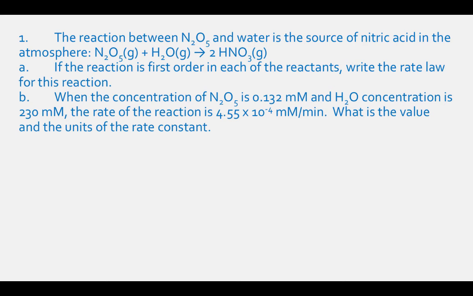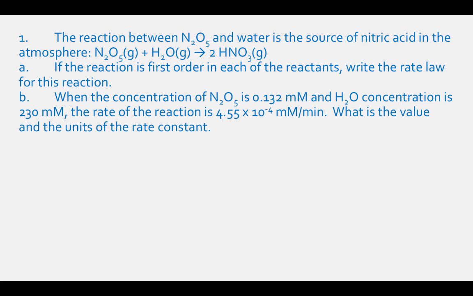1. The reaction between N2O5 and water is the source of nitric acid in the atmosphere. N2O5 gas plus H2O gas results in 2HNO3 gas. A. If the reaction is first order in each of the reactants, write the rate law for this reaction. B. When the concentration of N2O5 is 0.132 millimolar and H2O concentration is 230 millimolar, the rate of the reaction is 4.55 times 10 to the negative 4 millimolar per minute. What is the value and the units of the rate constant?